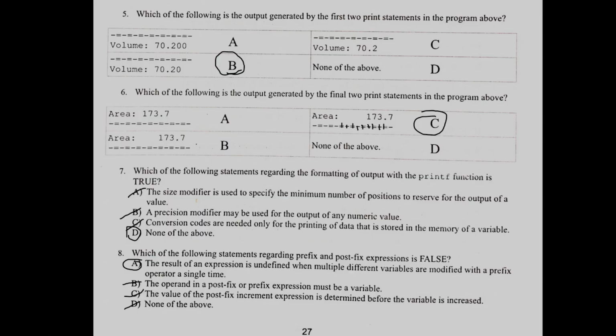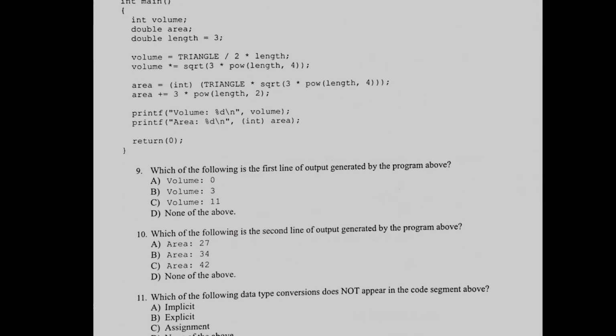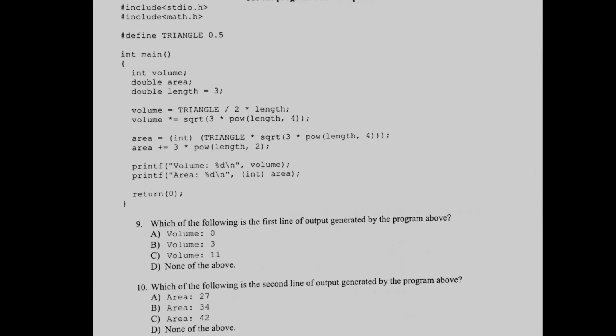All right. Moving on to question number 9, which asks us, which of the following is the first line of output generated by the program above? So we have two printf statements, and it wants us to figure out what this volume variable is going to be after it has two expressions. And we have triangle defined as 0.5. So we have 0.5 divided by 2. Since that's dividing by an integer, this is going to turn to 0.